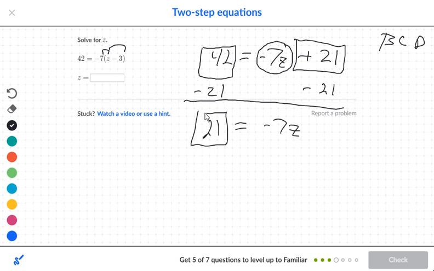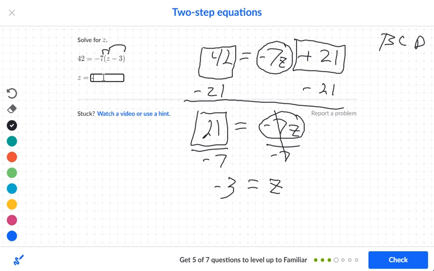So now, do we have a box equal to a circle? Okay, we do. So now we move on to the D part, which is divide. And we're going to divide by the number next to the letter, which is a negative 7. So 21 divided by negative 7 is a negative 3. Cross this out. So that's my letter Z. So negative 3 is equal to Z.